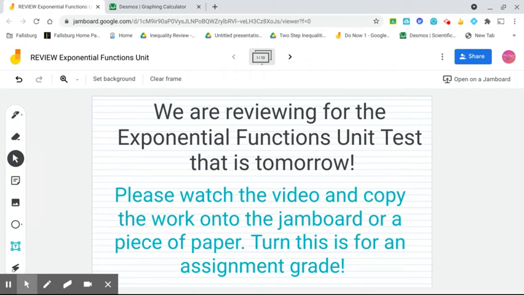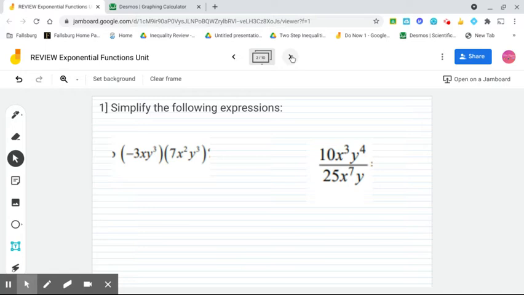Good morning. Today we're going to be reviewing for the exponential functions unit test. So you should be watching this video and copying the work onto either the Jamboard or a piece of paper because you will be turning it in for a classwork assignment. So let's get started. The first one is simplifying the following expressions.